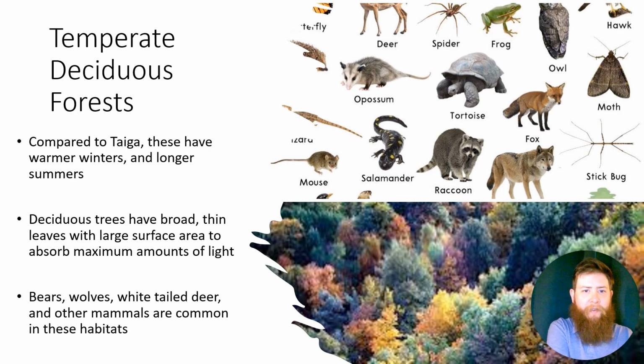We're going to talk about the temperate deciduous forest a little bit more specifically. Compared to taiga, these have warmer winters and longer summers. They have broad, thin leaves with large surface area to help them absorb the maximum amount of light. And inside of here we have bears, wolves, white-tailed deer, opossums, salamanders, tortoises, frogs. All of these kinds of animals are present.